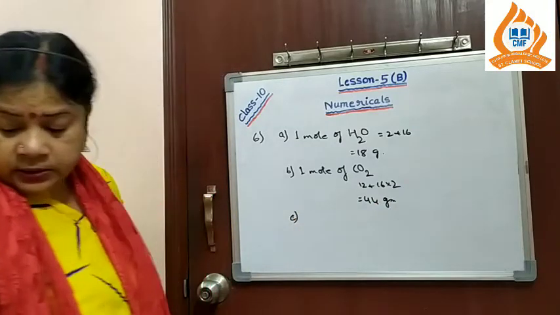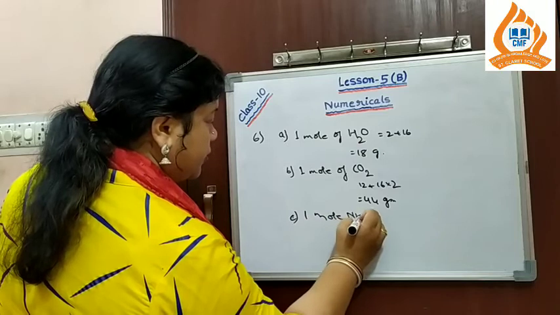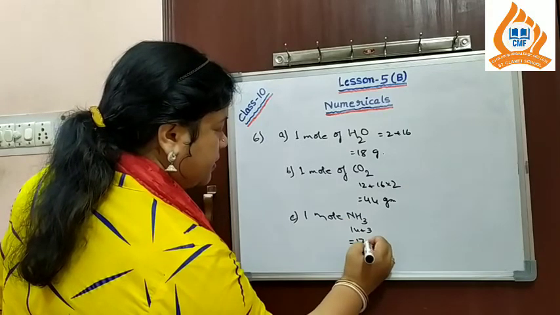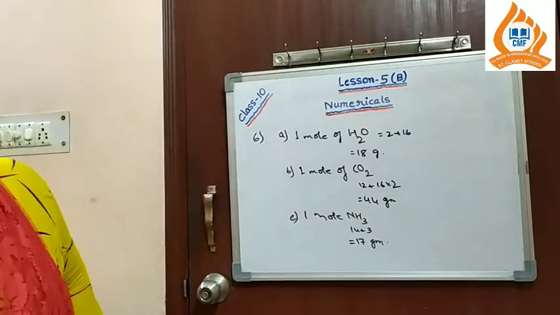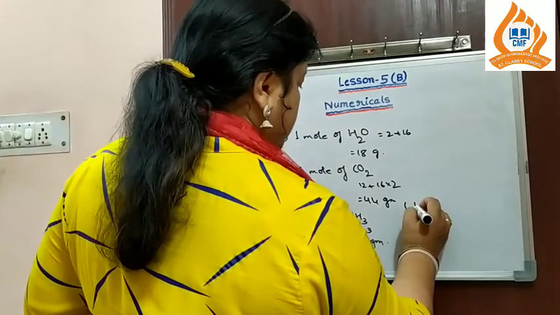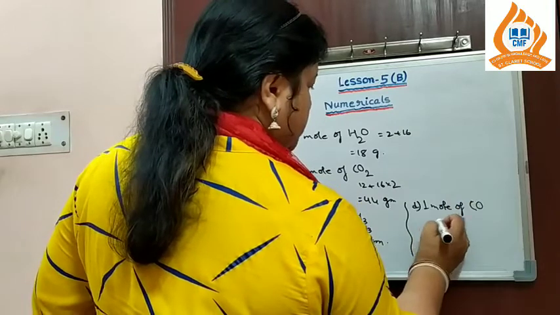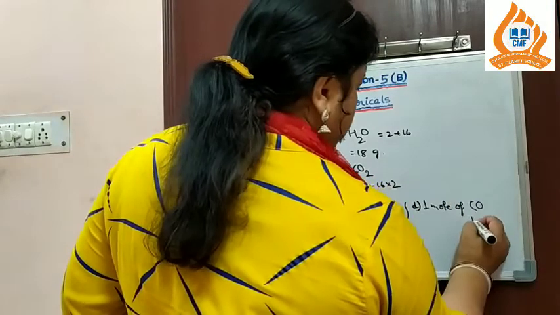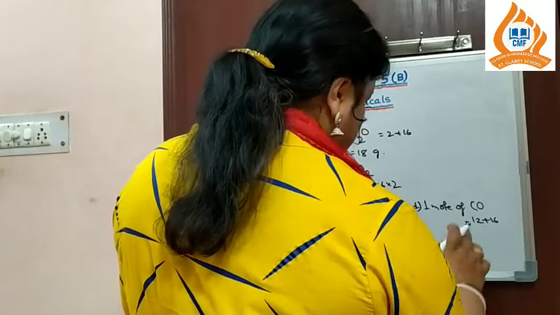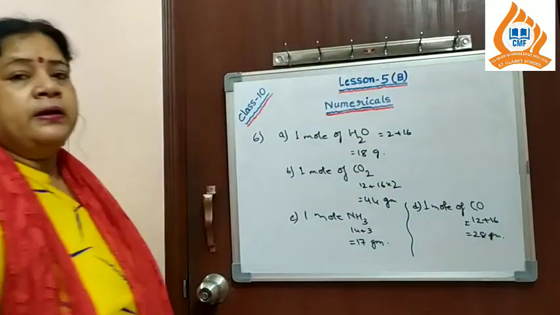Number C is what? 1 mole of NH3. So 1 mole of NH3, that means 14 plus 3 into 1, that means 17. In this way you can find out. Okay, number 4, 1 mole of CO. So I am writing here 1 mole of carbon monoxide, so how much? C is 12 and O is 16. So 12 plus 16 is equal to how much? 28. Clear? So in this way we find out all.